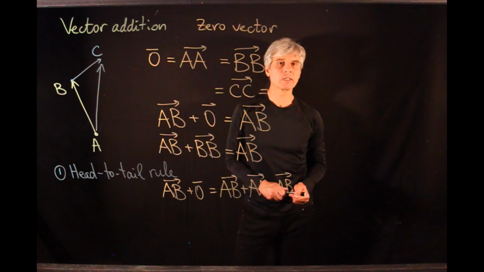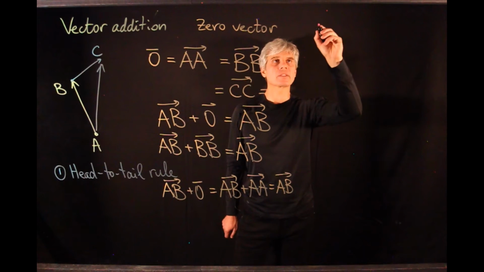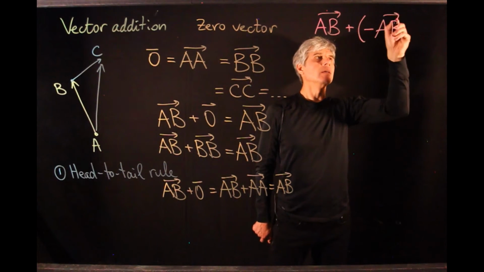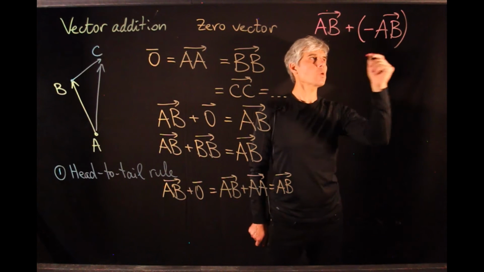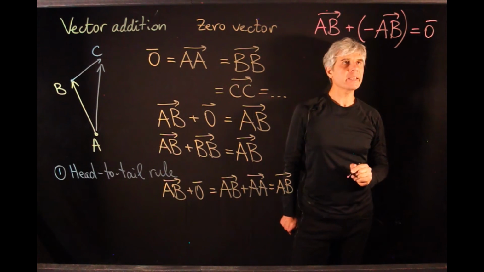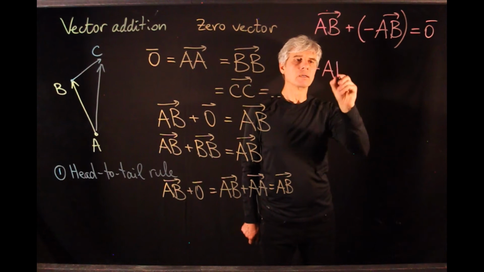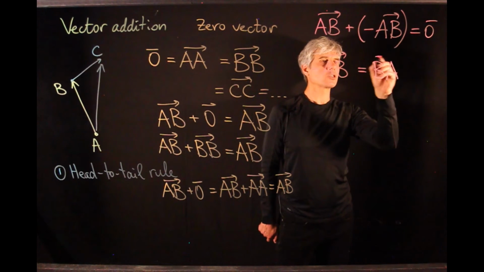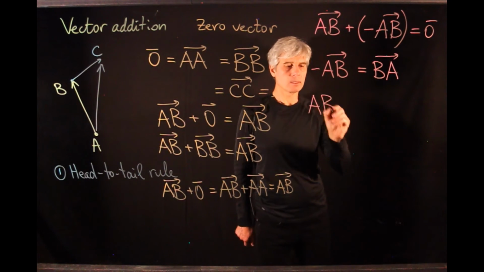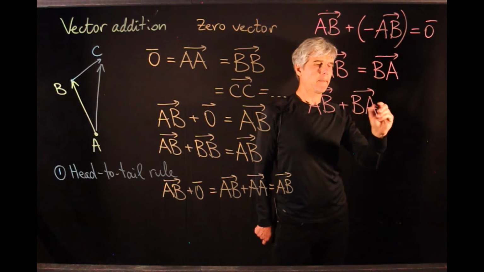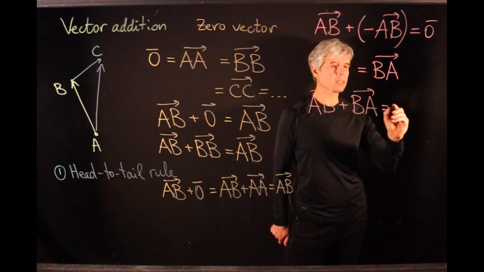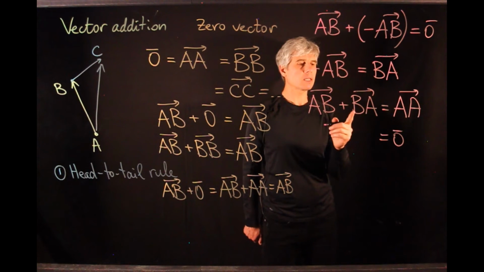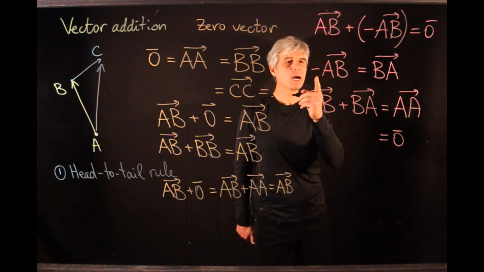Once we define a zero vector, it also raises the question about the opposite of a vector. Can we define the vector which is minus AB? The sum of a vector with its opposite must be equal to the zero vector. And it's clear that the opposite vector in this case is the vector where the starting point and the end point are switched. Indeed, if we use AB plus BA, using the head-to-tail rule, we see that the result is AA, which is a zero vector. So indeed, what we see is that BA is minus AB.